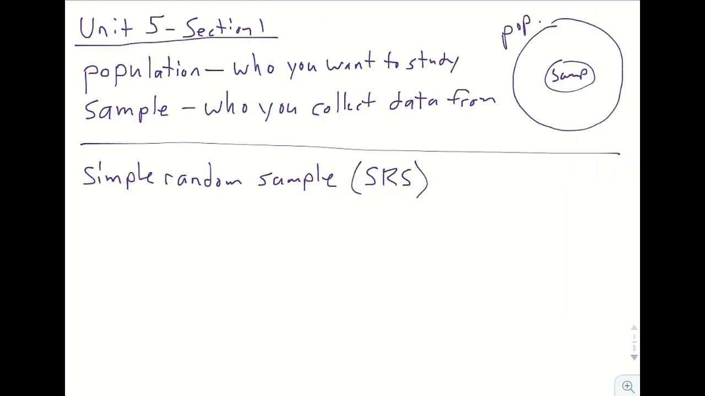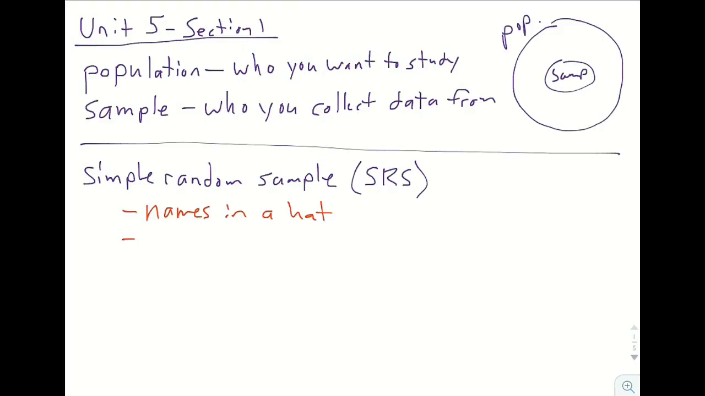So simple random, let's give a few ways of doing that, could be names in a hat. If you took every student in Byron High School and threw them into a hat and then randomly drew out names, that would be a simple random sample.